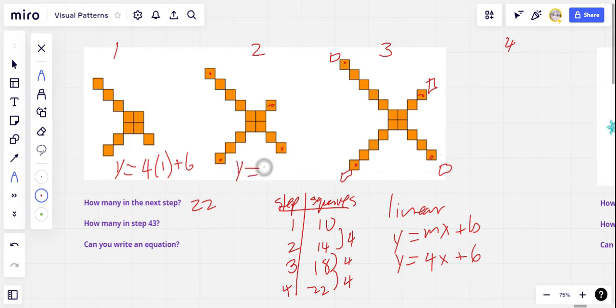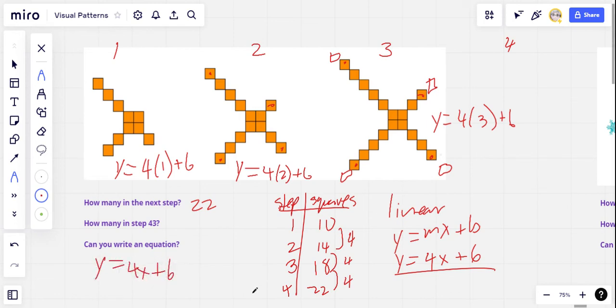So y equals 4 times step 2 plus 6. Does that come out right? 4 times 2 is 8, plus 6 is 14. Yes, that's how many are here. How about step 3? y equals 4 times step 3 plus 6. 4 times 3 is 12, plus 6 is 18. Yes, that's how many in step 3. So this equation looks pretty solid. We can write that down. y equals 4x plus 6.